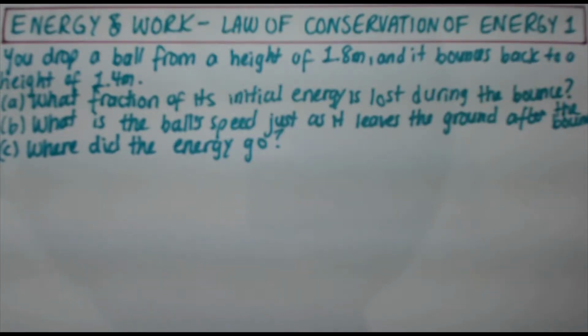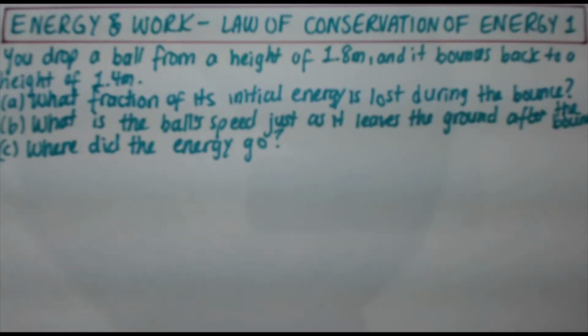You drop a ball from a height of 1.8 meters and it bounces back to a height of 1.4 meters. A. What fraction of its initial energy is lost during the bounce? B. What is the ball's speed just as it leaves the ground after the bounce? And C. Where did the energy go?